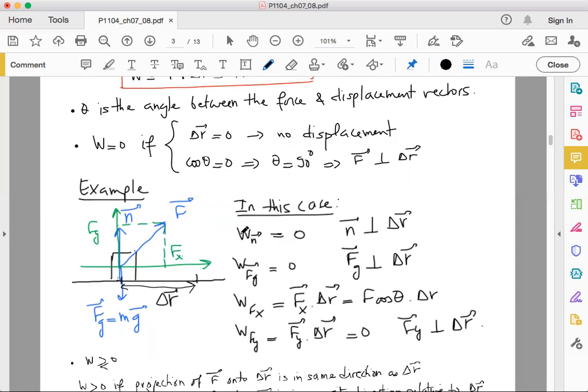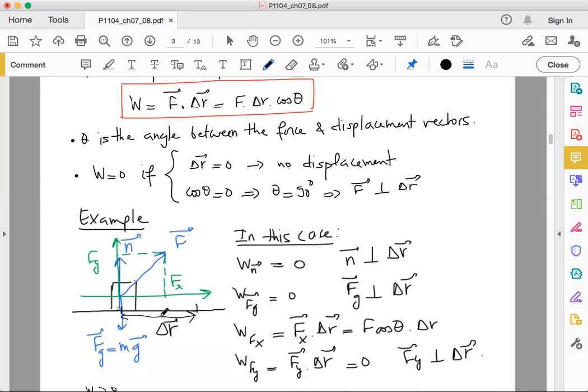Now, in this case, let's see the work done by each of these forces on the block. First of all, the work done by N is equal to 0 for the simple reason that N is perpendicular to delta R. If you apply this expression, theta, being the angle between N and delta R, is 90 degrees. So this is the vector N, and this is the vector delta R. As you can see, there is a 90 degree angle between both vectors, so cosine theta is equal to 0, and so the work is also equal to 0.